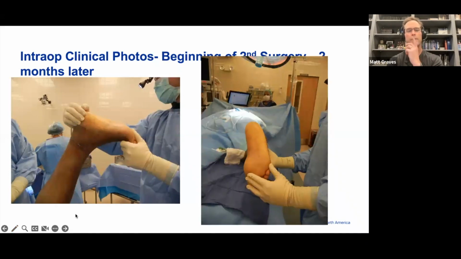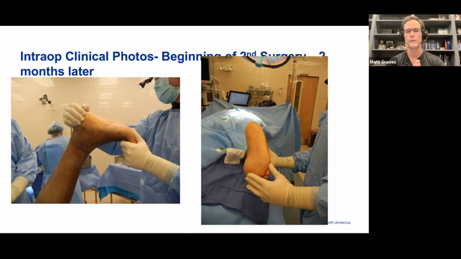Unfortunately, I tried to post him quickly so that I could get back to him and take care of it, but for psychosocial reasons, he didn't show up for quite some time. So we didn't get back to him until 2 months after that original surgery, which was really frustrating. But you'll see his lack of dorsiflexion there.